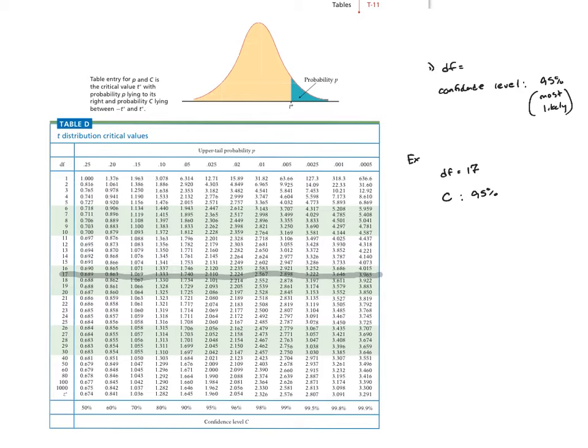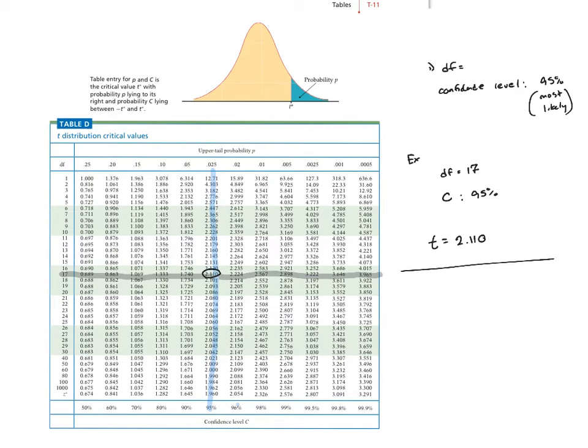Then I find my confidence level at the bottom. So I have 95% confidence, and I trace that up. Where these two overlap, that will be my t-score. So the t-score I will use for degrees of freedom 17, 95% confidence interval is 2.110.